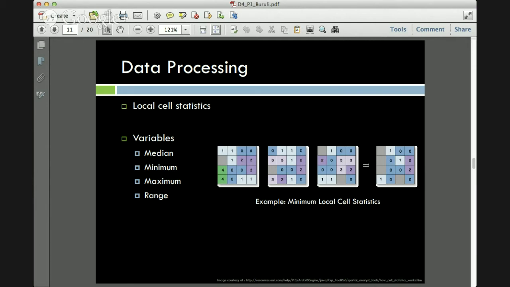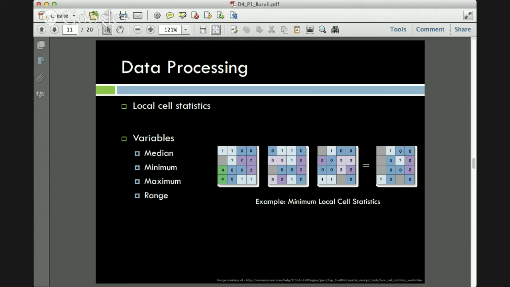For our purposes, because there's so little known about the ecology of Buruli ulcer disease, and there's several lag times associated with the disease in individuals, we decided to go ahead and just make a composite of these 2 data products across our entire study period. And in order to do this, we use local cell statistics. For anyone who's not familiar with this process, I've put an example of how to calculate the minimum local cell statistics in the graphic on the right.